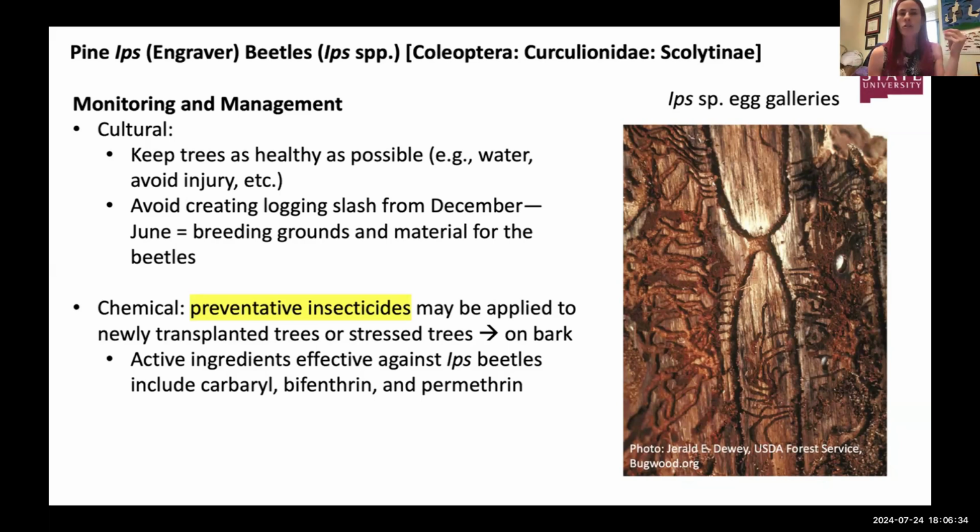So if you know you're dealing with a newly transplanted tree or a particularly stressed tree, right? We know that a lot of insects target stressed trees. Using these preventative insecticides will help prevent that becoming a problem in the first place. So if you know your neighbor's dealing with wood boring insects, and if you're worried about your tree, then maybe that's when you should apply some of these preventative insecticides.